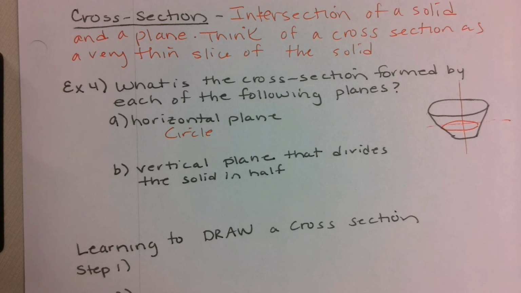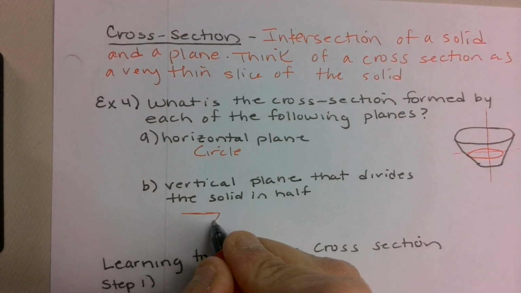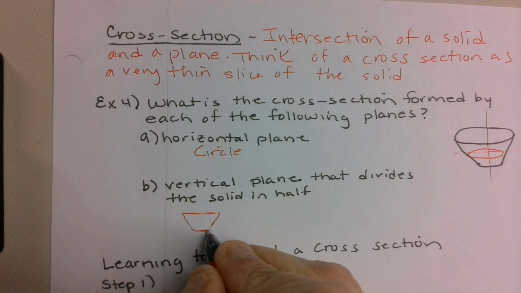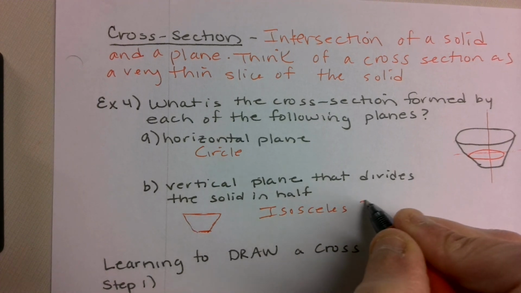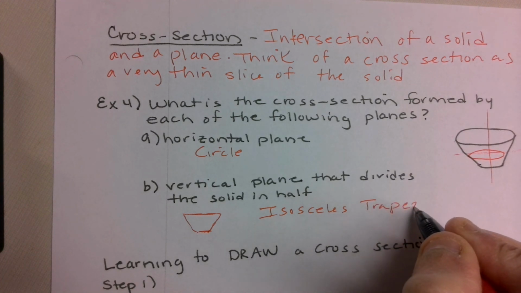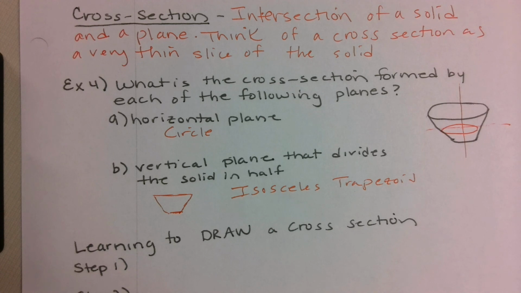So if you cut this straight in half and you opened it up, what would you see? You're not going to see any curves. That's my hint to you. There'll be no curves when you cut it vertically like that. Think for a minute. You are going to see something that looks like that. An isosceles trapezoid. Take some time to visualize this. It's kind of hard to see sometimes.